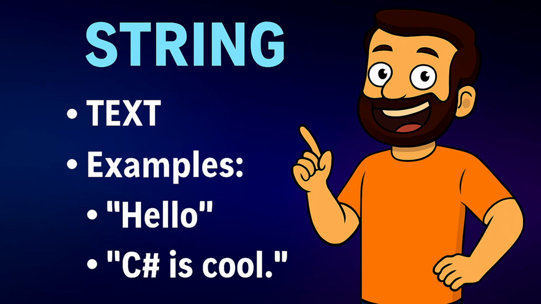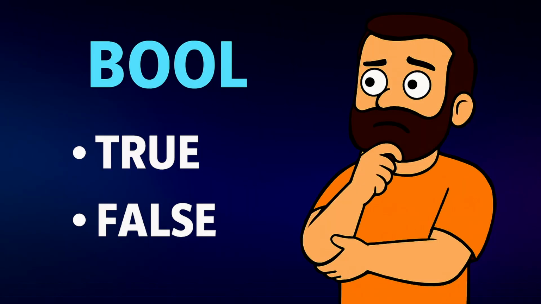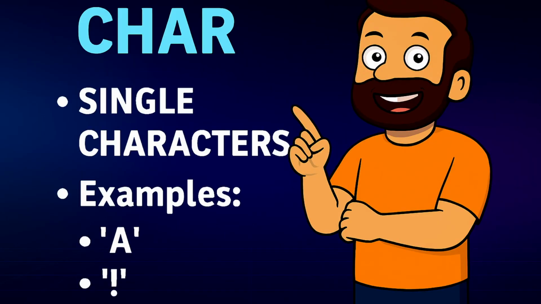If you want to save text, use the data type string. A string is just a sequence of characters. And in C#, you write it like this. If you want to store a simple true or false, you use the data type bool. If you want to store a single character, like the letter A, or a symbol, you use the data type char. A char always holds exactly one character, and it's written in single quotes.